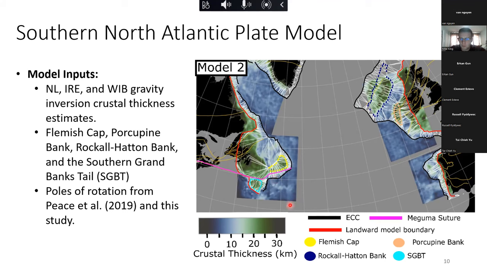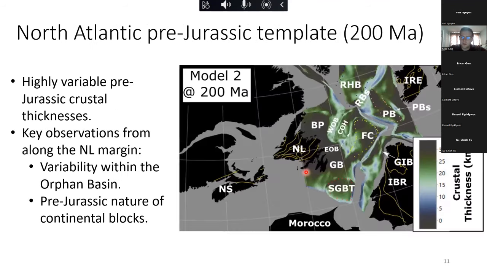Once we take this present day model and reconstruct it back through time, back to 200 million years ago, this is the result that we get on the right-hand side here. It represents the potential pre-Jurassic crustal thickness template of the Atlantic. Just to note the color bar again, the blues are areas that are relatively thin crust, and the greens are areas that are relatively thick crust. There's quite a bit going on here.